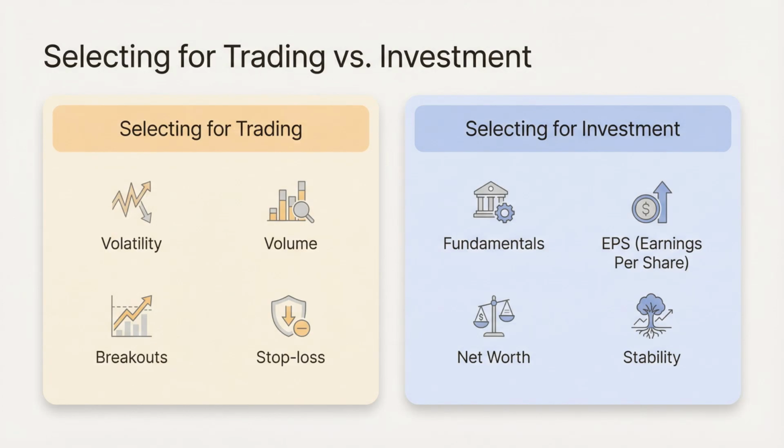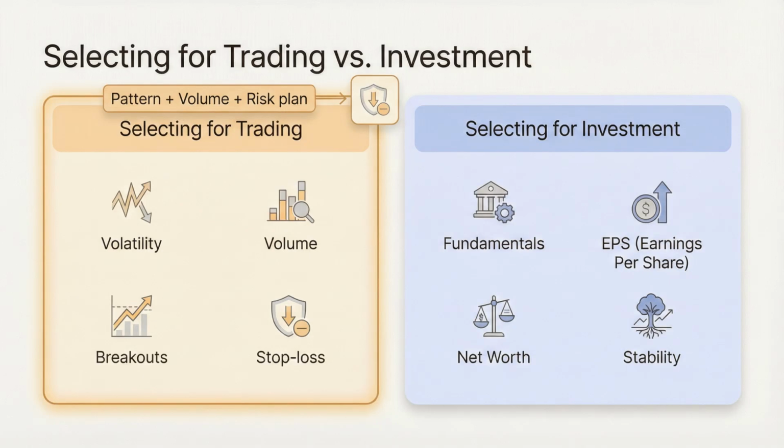A key framing point here is that stock selection changes depending on the goal. For trading, the selection tends to emphasize what moves, things like volatility, volume activity, and clear technical patterns such as consolidations and breakouts, because the trader needs actionable entries and risk control. For investment, selection leans more towards business and financial strength, numbers like EPS and net worth, because the time horizon is longer and the decision is less about a near-term breakout.